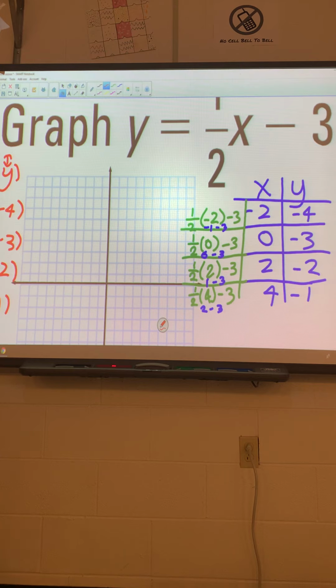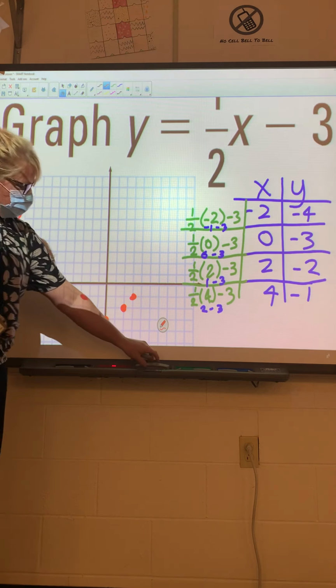So let's graph -2, -4. Back 2, down 4. Over 0, down 3. Over 2, down 2. Over 4, down 1.